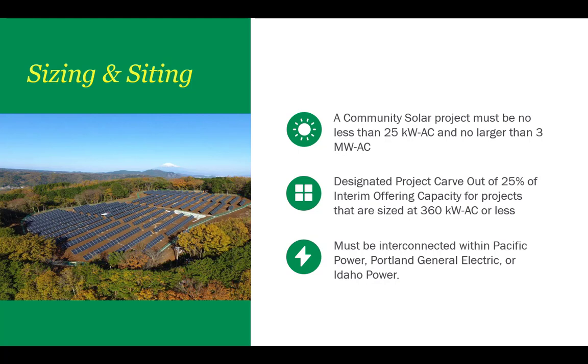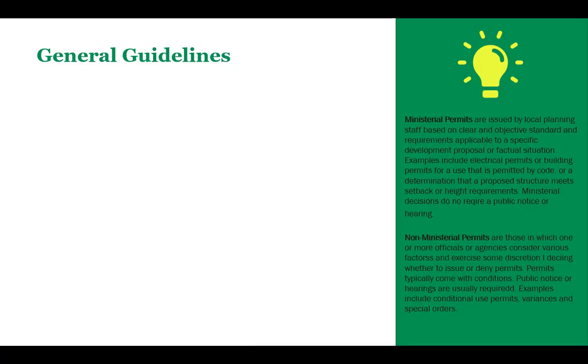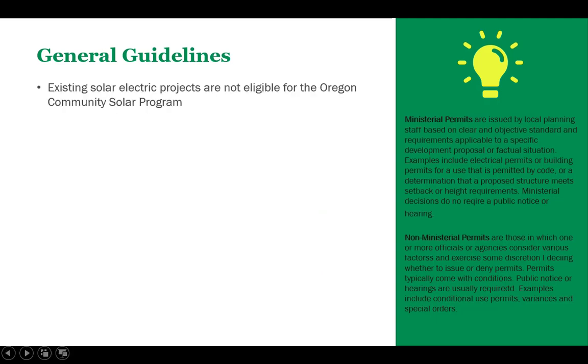Generally, the same entity cannot develop 2 projects with a combined size greater than 3 megawatts in the same area. An exemption is made when these projects are located within a single municipality or urban area, as described in the Program Implementation Manual. It is important to note that existing solar electric projects are not eligible for the Community Solar Program. Construction of the generation equipment may not begin prior to pre-certification.